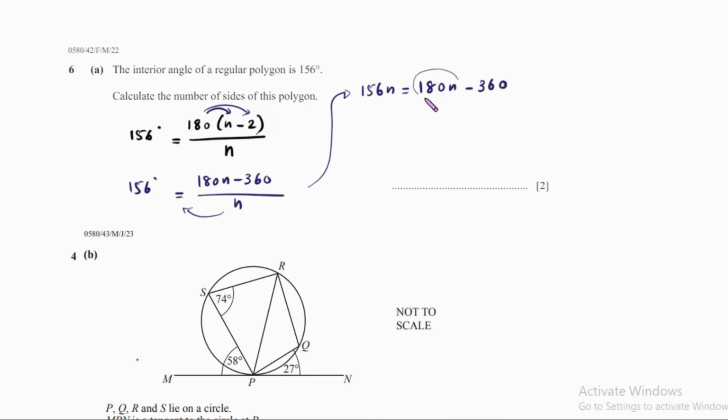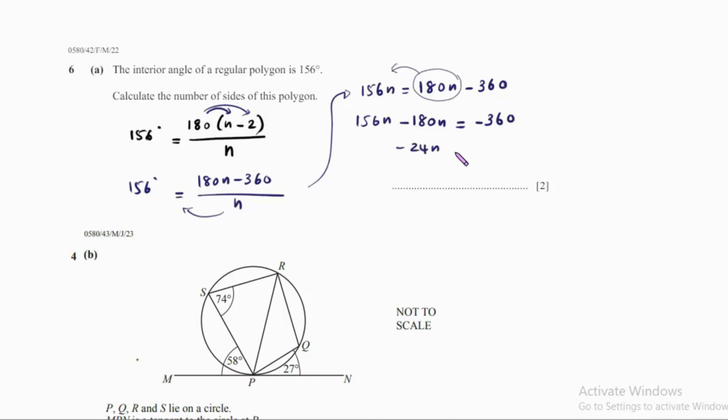I'm going to bring this 180n to the other side. So 156n, this 180n becomes minus 180n. This is equal to minus 360. So now from 156, I need to deduct 180. When I do the subtraction there, I end up getting minus 24.